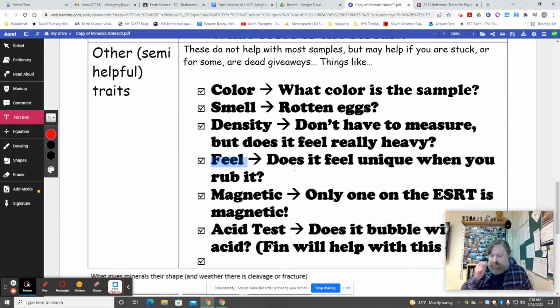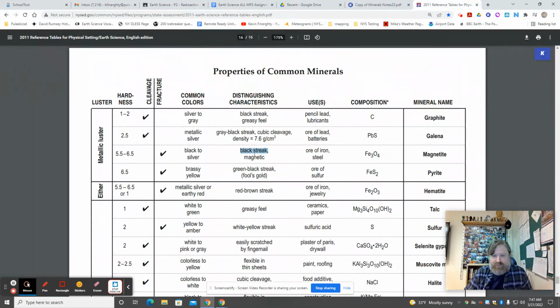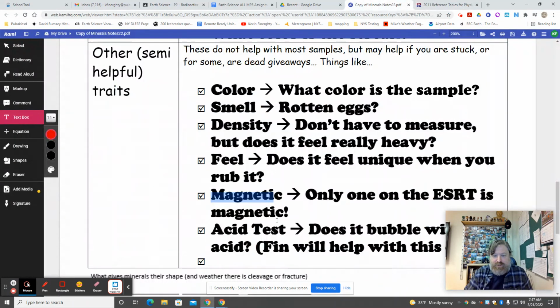When you rub it with your thumb, what does it feel like? Some have, it sounds gross, a greasy, smooth feel. You'll see. Magnetic. There's a magnetic one in there. It's magnetic. And when you get the magnetic one, you're going to say, boom, that's magnetite. I'm done with that one.